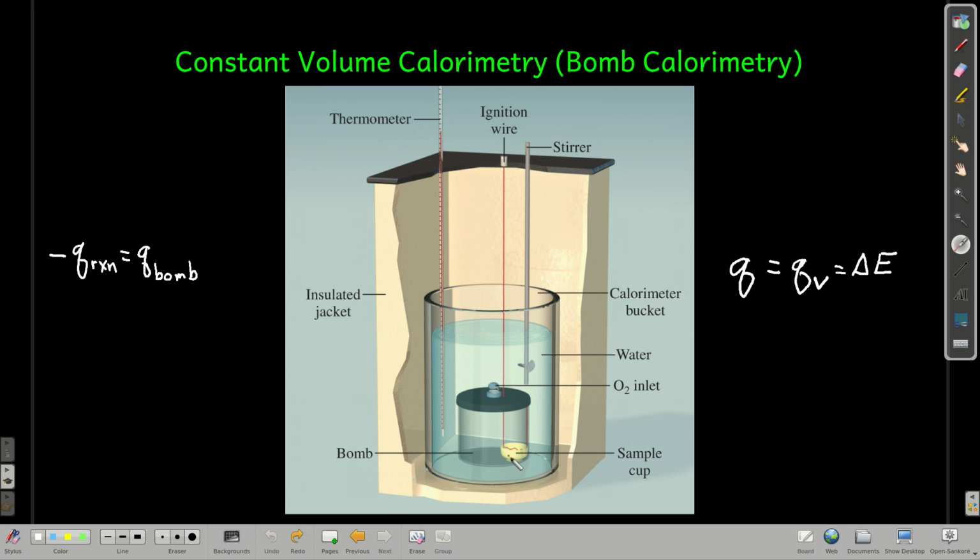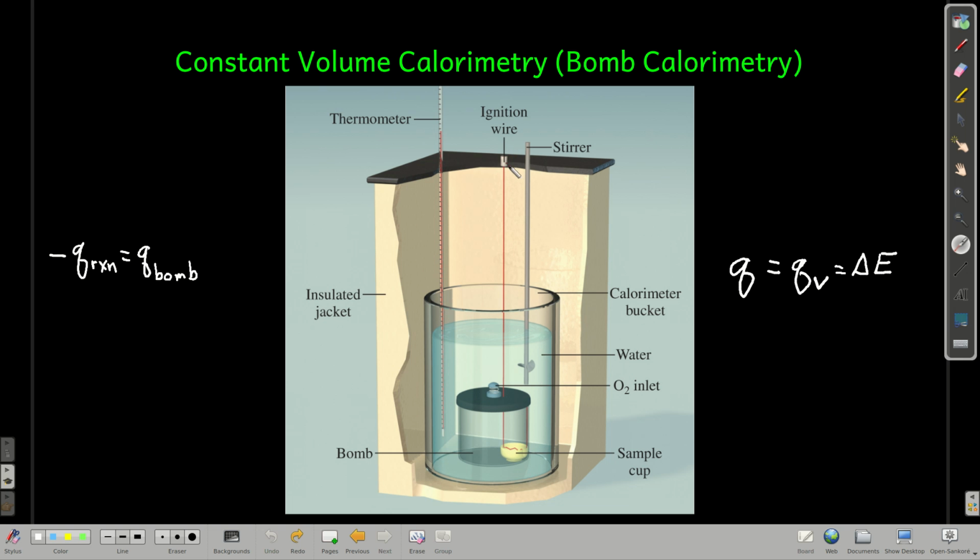What you do is you take your sample, which you're going to combust or react with oxygen. You weigh it out, then put it into this cup in here, tighten the lid, then purge it. That means push all the air out and fill it with oxygen to a high pressure. And what that does is make sure that the reaction goes to completion. And then you press this button.